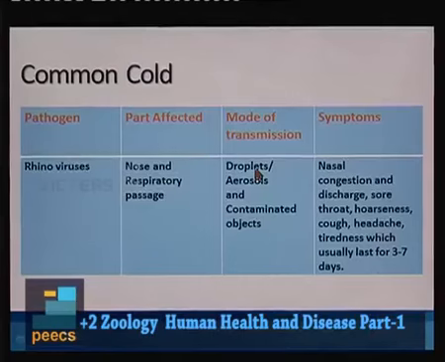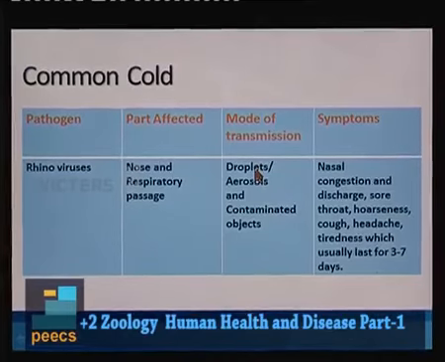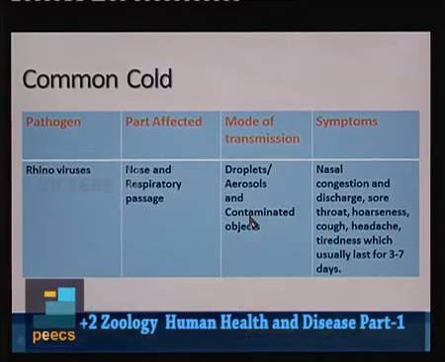So again, when the person sneezes, the droplets are coming, and when a healthy person inhales, that person will get that infection. Now what about the other way? You can also see that by contaminated objects, common cold can be spread from person to person. So by sharing a pen, book, doorknobs, computer keyboard or mouse, etc., there is a very high chance of spreading common cold.